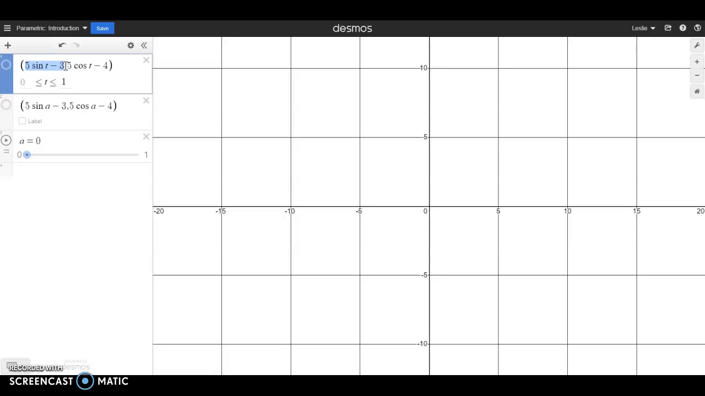There's my x-coordinate. It depends and is defined by t. And there's my y-coordinate. So this pair of parametric equations originally said x equals 5 times the sine of t minus 3 and y equals 5 times the cosine of t minus 4. I've entered them here as though they were coordinates in a pair. When I click on the graph, this is what I get. So this is the record of that pair of parametric equations where t varies between 0 and 1.